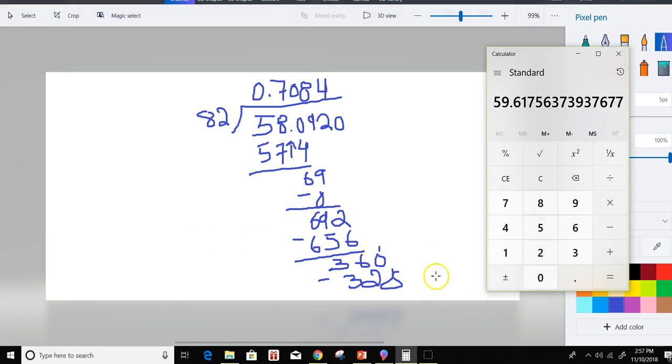We get our calculator just to verify. If we get 58.0920 divided by 82, you get 0.7084.